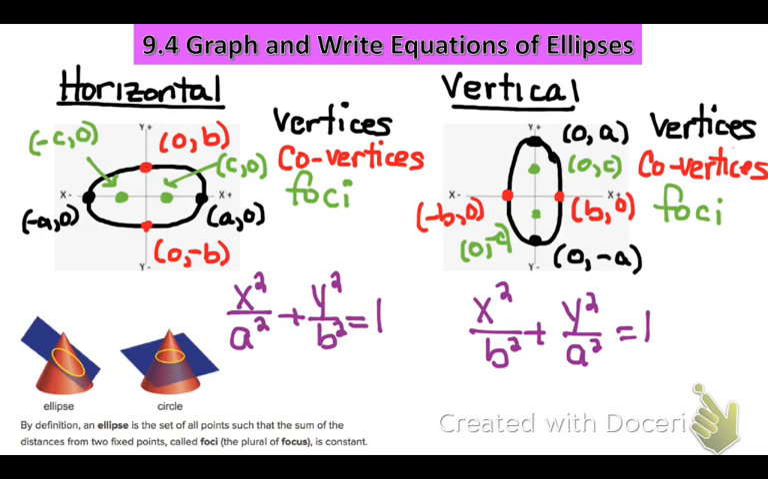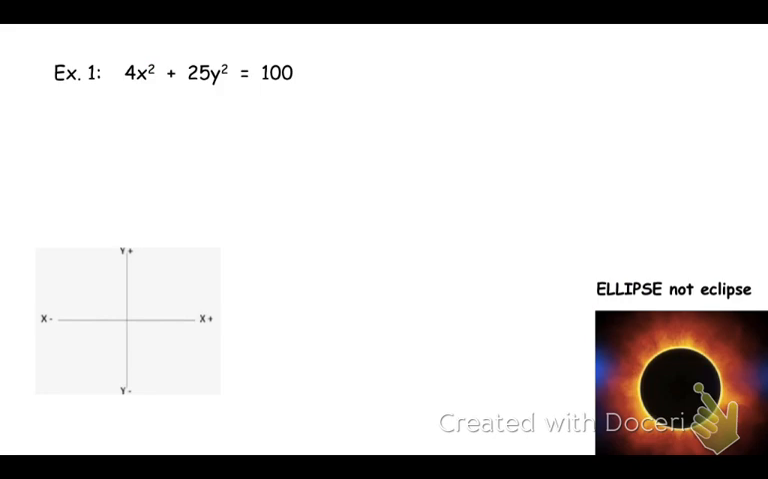Also notice that the a is bigger under the x squared for horizontal, and the bigger a is under the y squared for vertical. And that makes sense, because the a value will always be bigger as the b is closer to the center, and you can see that on the graph. In example 1, you're going to be asked to graph it, find the vertices, the co-vertices, and the foci.